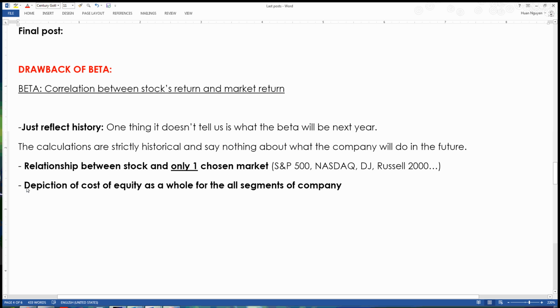Okay, so the last drawback I want to say is the depiction of cost of equity as a whole for our company. When you think about a company with a multinational business, or a company with a lot of business sectors like service, construction, hospital, and they use only one beta for all of them, is it fair? No, I don't think so. I think all segments should have a different beta.